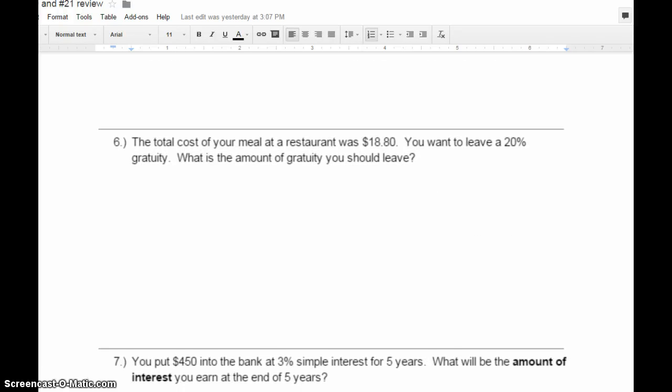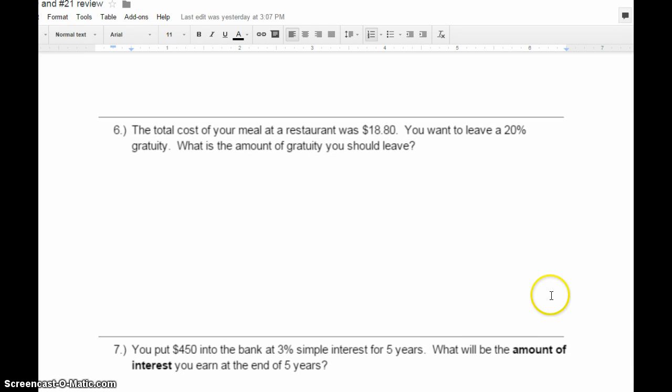Now if I'm going too fast, you can always rewind. Watch it again. If you didn't get it, rewind and watch it again. I want to leave a tip. I know this says the total cost of your meal, and you might be thinking about the total cost equation, but this is just about leaving a tip.